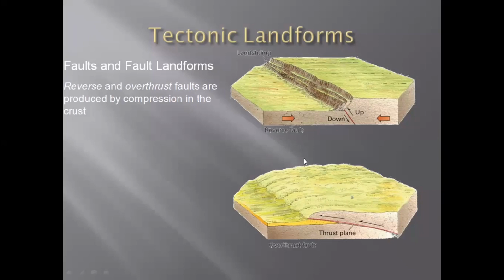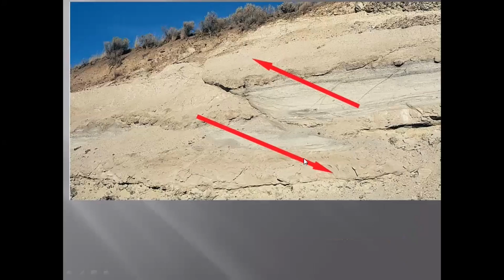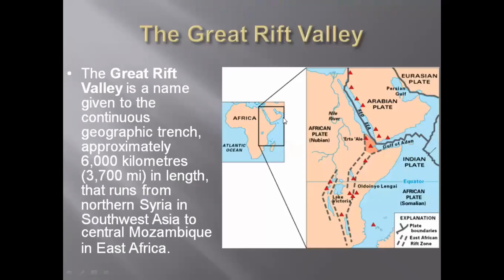You can also see a wonderful example here of a reverse fault. In this reverse fault, you see that this bed was continuous once, but now this bed is moving up and this bed is moving down as a result of this movement, and this is probably the fault plane. So you can see that these are some of the tectonic or structural landforms that are a result of the faulting.